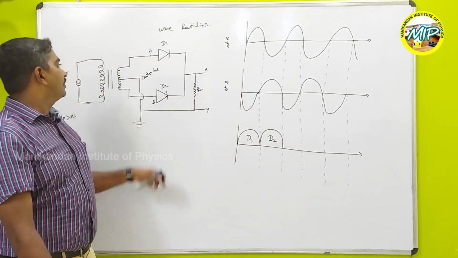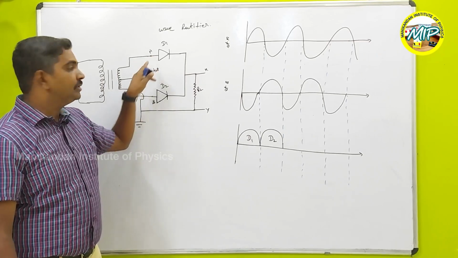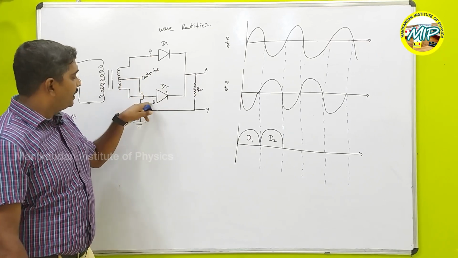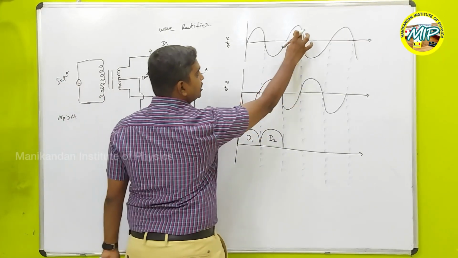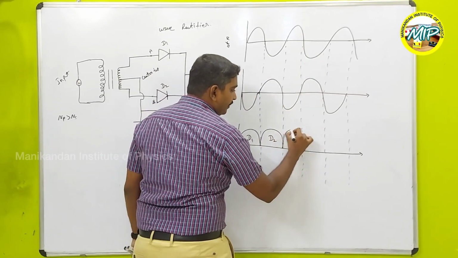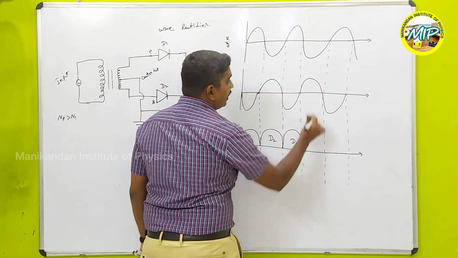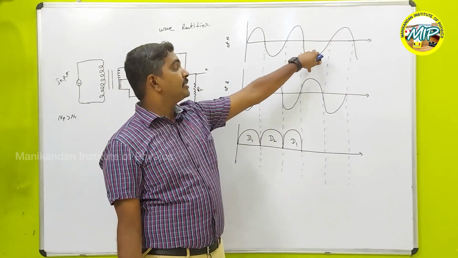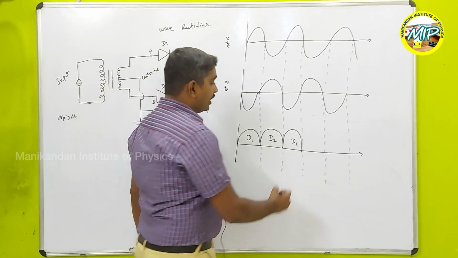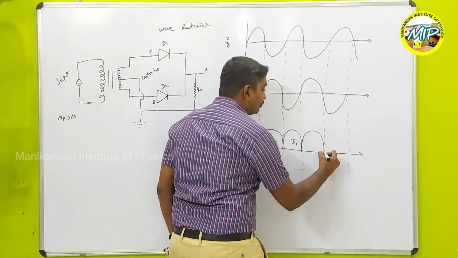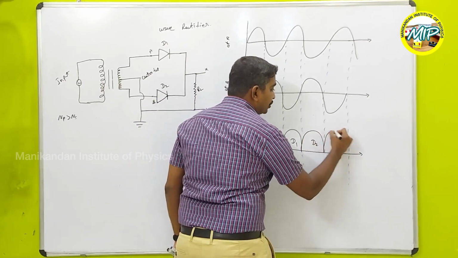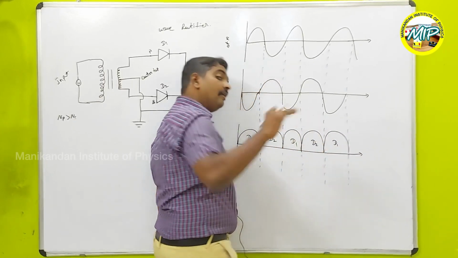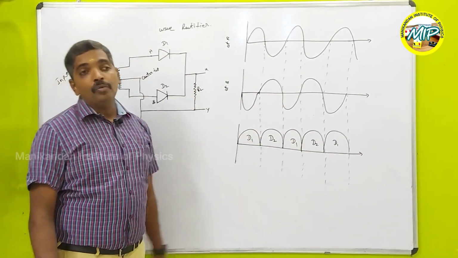In the next half cycle, with respect to the center tap, A is positive and B is negative. Again I am getting D1. Again this is the negative half cycle. In the next half cycle, A is negative and B is positive. Again I am getting my output from D2. So vice versa, in every alternate cycle I am getting the output.